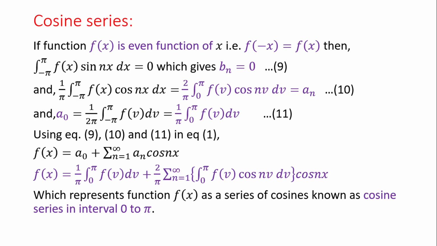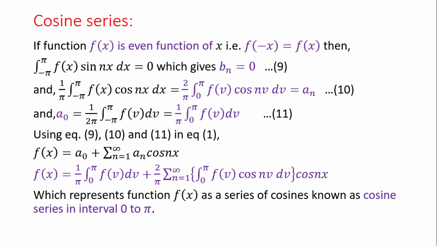So in this way we have an important integral from Fourier series, that is, the integral from minus pi to plus pi of f(x) sin nx dx is equal to 0. That means Bn is equal to 0, since Bn is equal to 1 by pi times the integral from minus pi to pi of f(x) sin nx dx, so Bn is equal to 0.